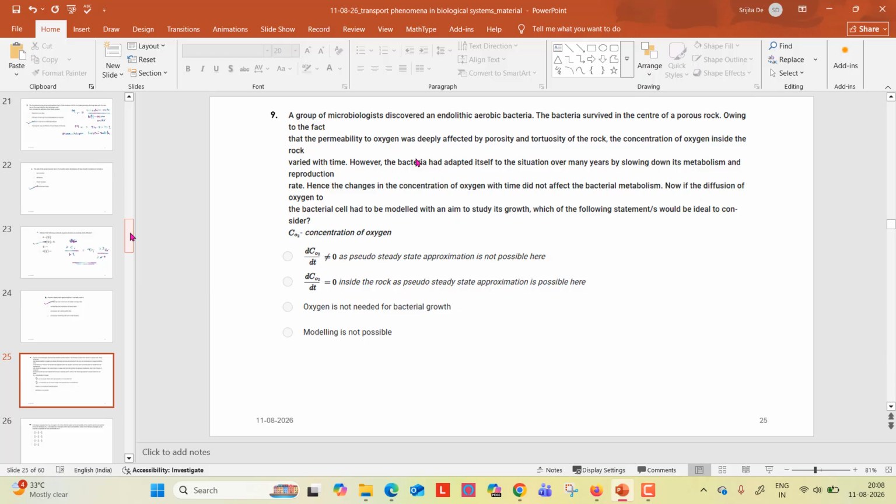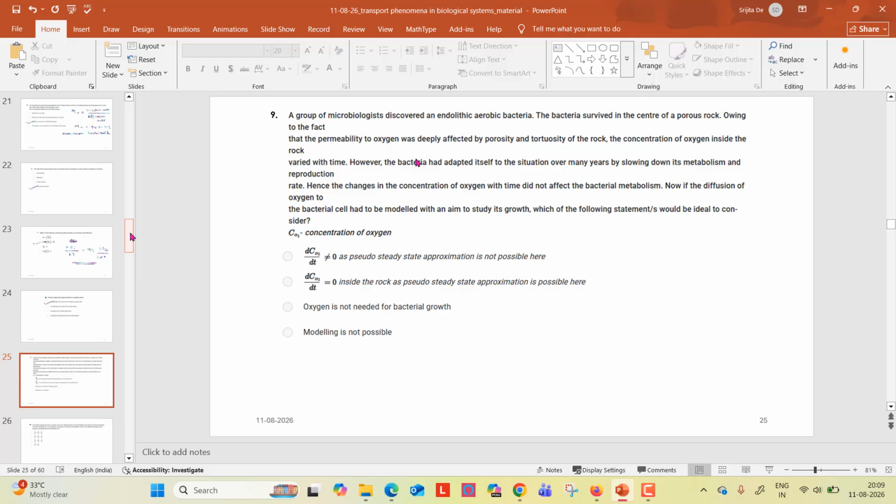So, as you have seen, over the time the bacterial adaptability to the metabolism has changed, right? It has slowed down the metabolism throughout the years. So that is not related to the phenomenon that oxygen is coming through the porous rock. Oxygen is diffusing through the porous rock. So the rate of oxygen diffusion through the porous rock is not related to the slowing down of the metabolism of the bacteria, right?